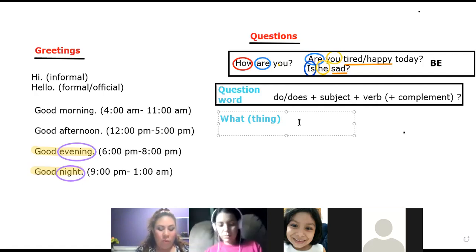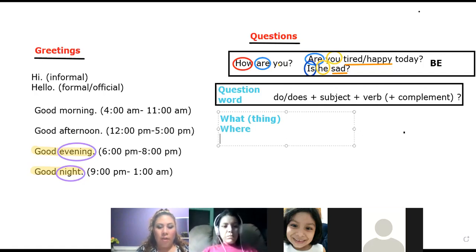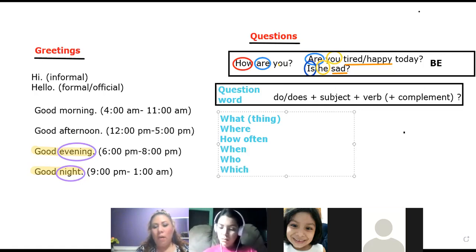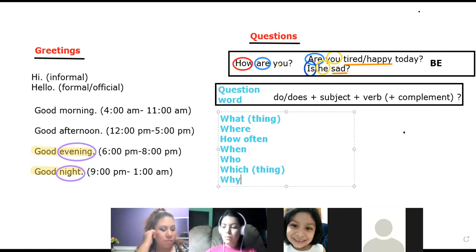So we can also use other words such as where, how often, when, who, which, and which we can use for a thing. Let's see, what, where, why. Okay, so those are some of the question words.